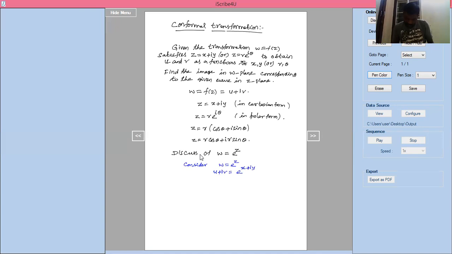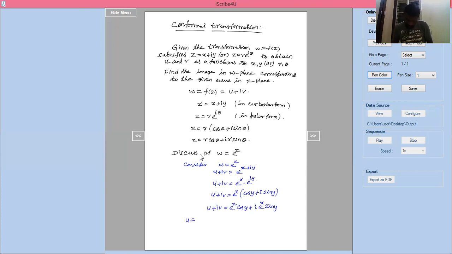This only I will write: u plus iv equal to e power x into e power iy. So now u plus iv equal to e power x into e power i y, I will write it as cos y plus i into sin y. Now u plus iv equal to e power x into cos y plus i into e power x into sin y, I can write.